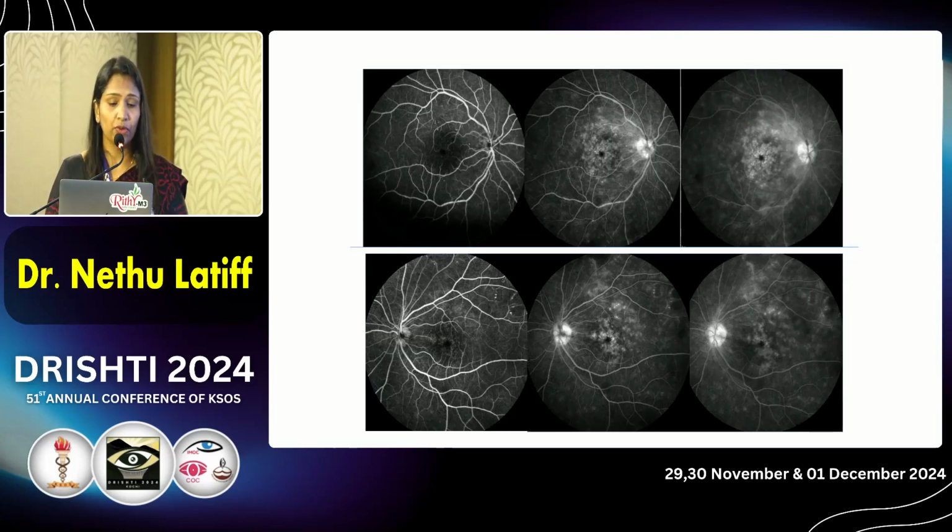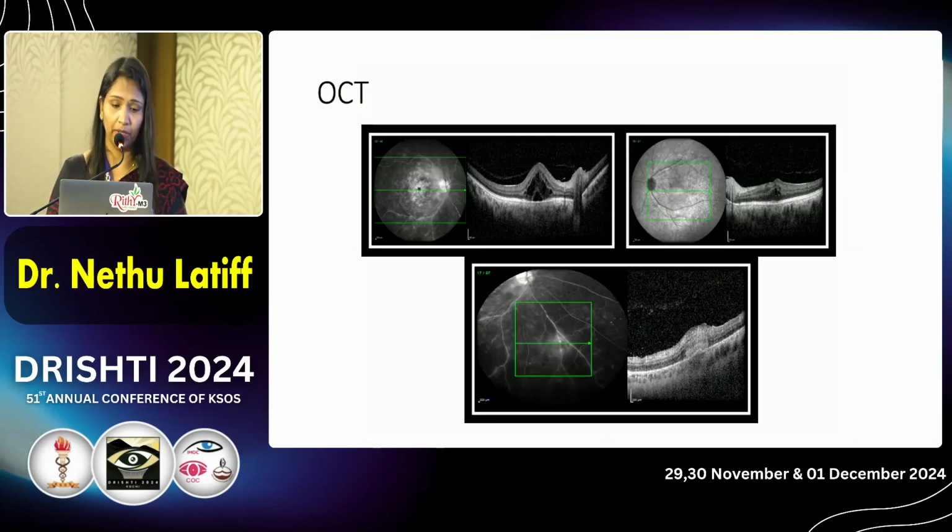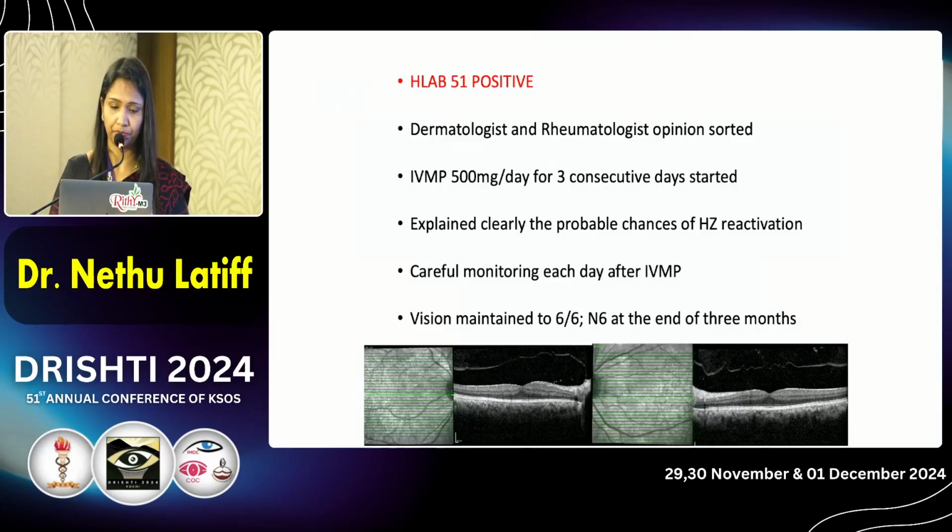So we did a fundus fluorescein angiography. There was diffuse capillary leak with a fern-like pattern and cystoid macular edema. OCT showed cystoid macular edema in both eyes. So the diagnosis is not so challenging because it's actually HLA-B51 positive Behçet's disease. We took a dermatologist opinion and a rheumatologist opinion. The dermatologist said that it was a herpes zoster infection which had happened 1 month ago.